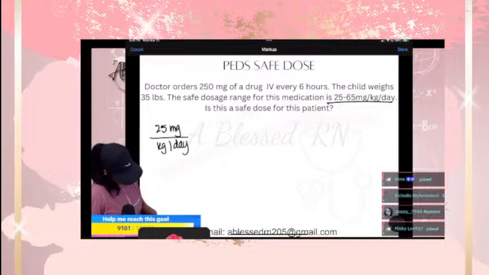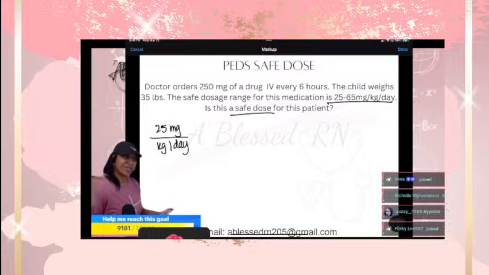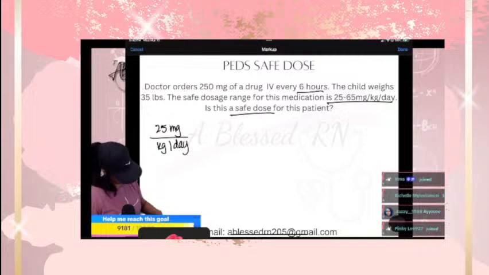And then it says safe dose, okay? If it said daily dose, then you can leave it as day. But this one is asking for just the dose. So it says every 6 hours? If you do 24 divided by 6, that's 4, right? So there are 4 doses in a day.